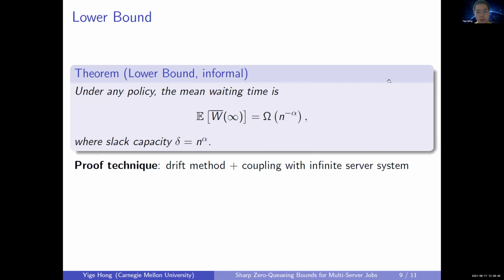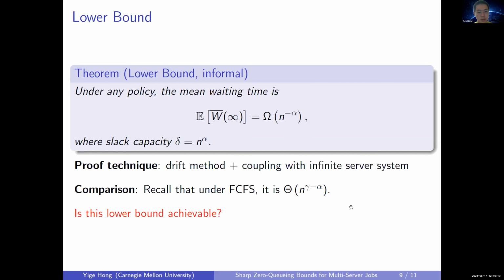The proof involves using the drift method and coupling with an infinite server system. We compare this lower bound with the previous mean waiting time of the first come first serve policy, and we see that there is a gap of n to the power of gamma. So this means the gap is pretty large when the maximal server need is large. Now the question is, is it because the first come first serve policy is suboptimal, or because the lower bound is not tight?